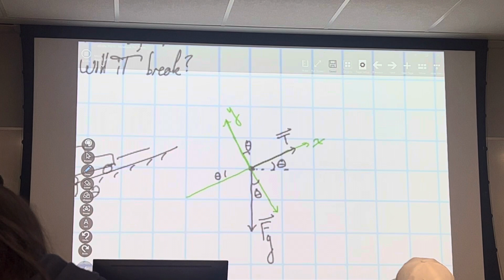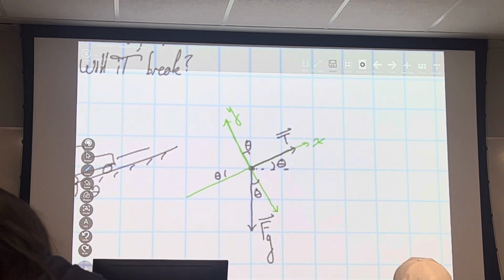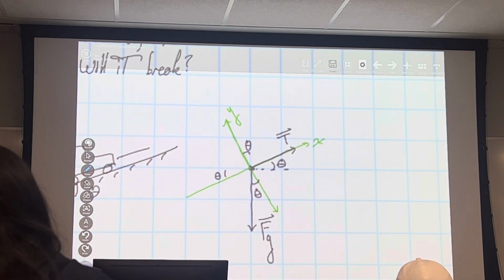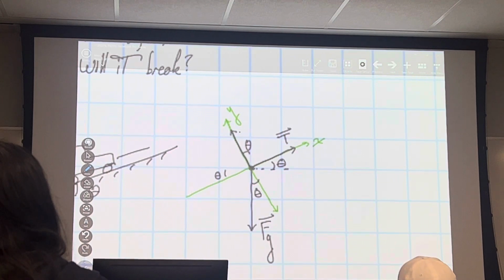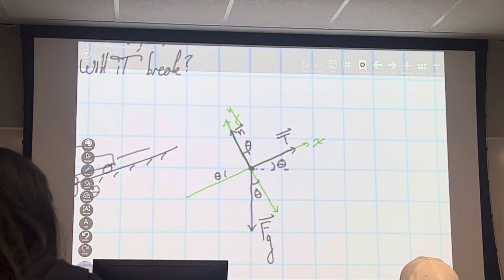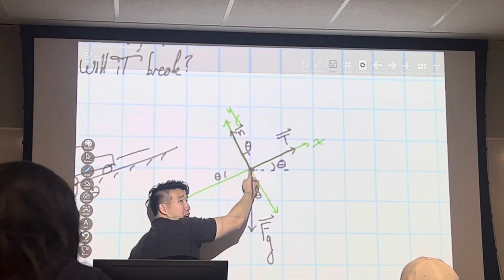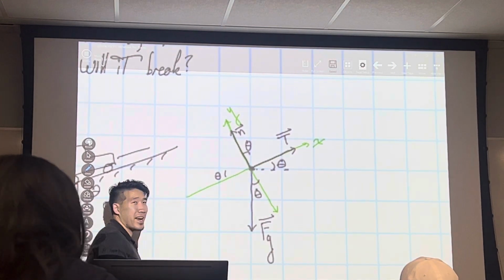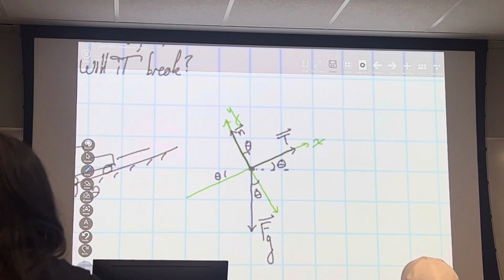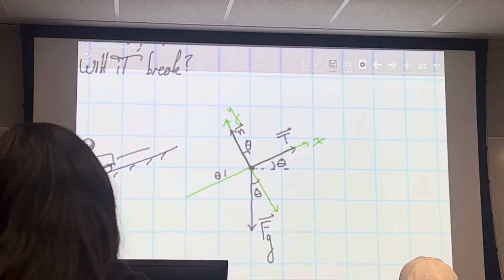Normal force. The normal force, which direction? Positive y. Positive y is correct. The normal force, remember, is always perpendicular to the surface. Always perpendicular to the surface. Once again, another benefit of using the tilted axis, because the normal force then goes directly along the y.